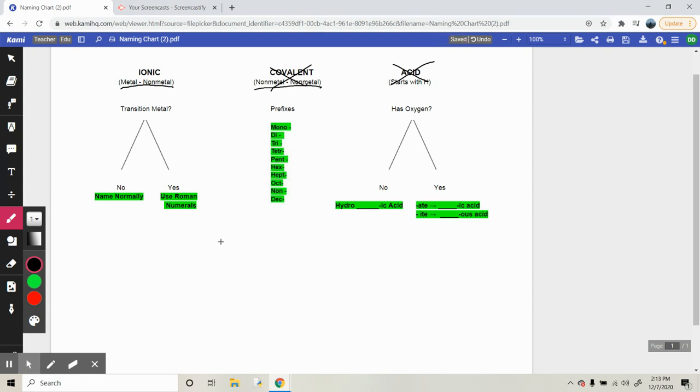Let's look at FeO. So we're going to ask ourselves, is this ionic, covalent, or an acid? Definitely not an acid. It does not start with an H. We look at iron and oxygen. We're going to ask ourselves, is this a metal-nonmetal bond, or is this a nonmetal-nonmetal bond? Well, you should know that iron is a metal, so we are looking at another ionic bond here.